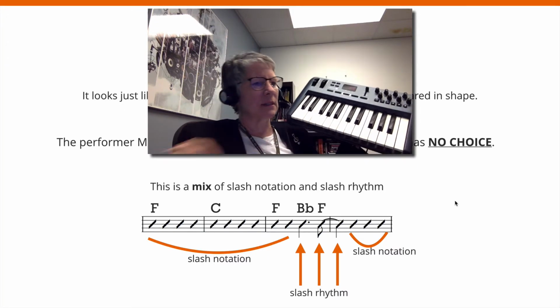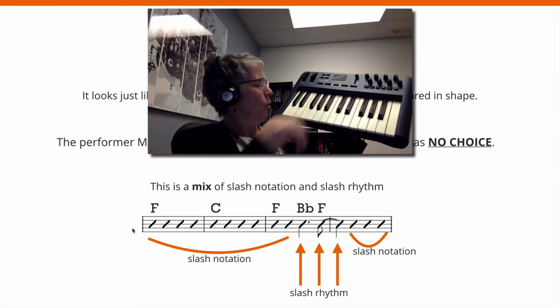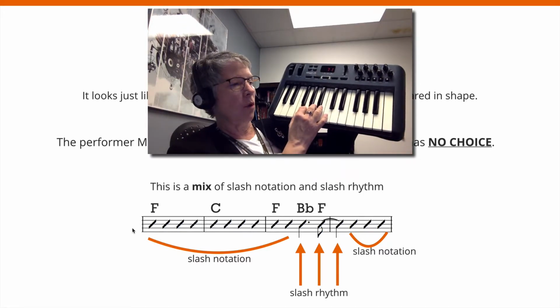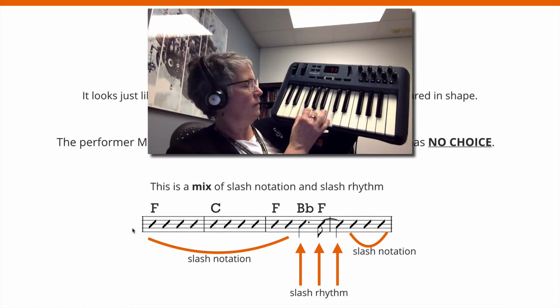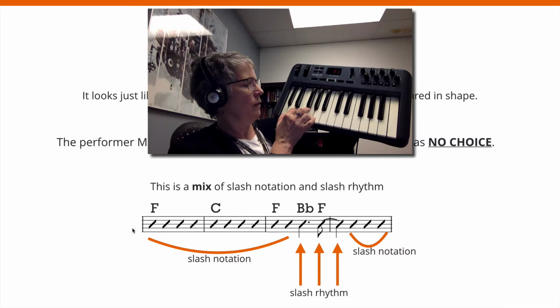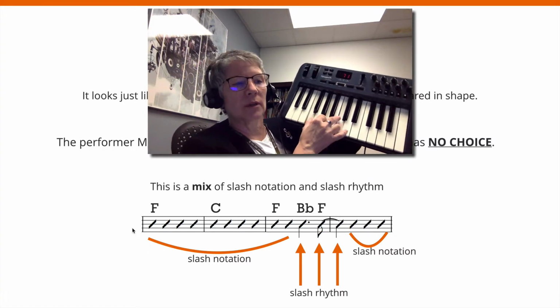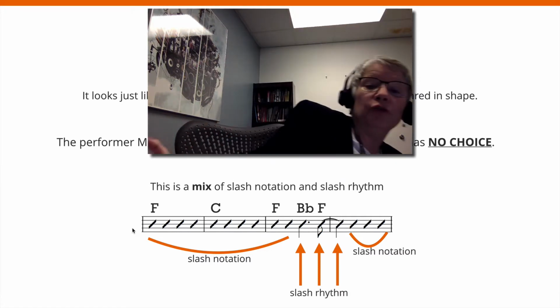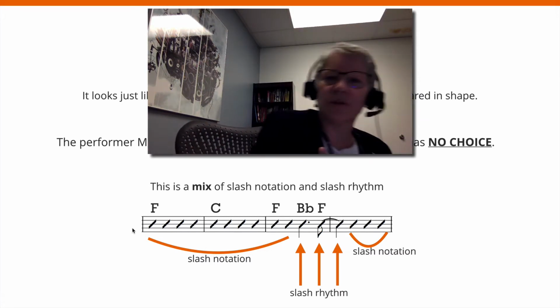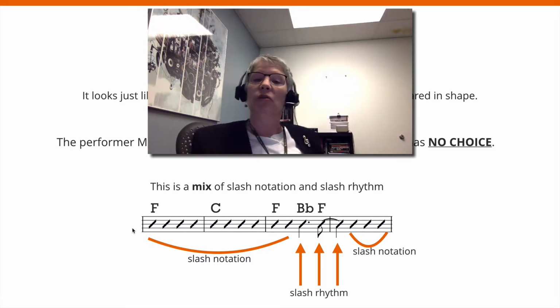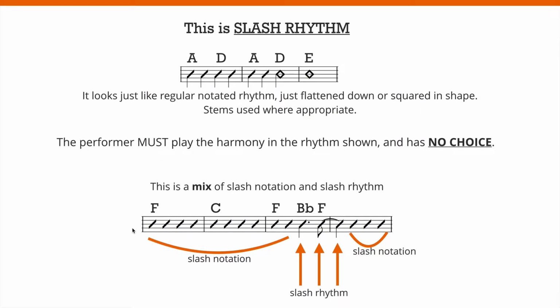I'll do that again since I slipped up. Here it is again from here. 1, 2, 3, 4. 1, 2, 3, and 4. And 1, 2, 3, 4. I used inversions to make it easier for my hand, but I was playing the correct chords. This is very helpful to make things clear to your musicians exactly what you want played.